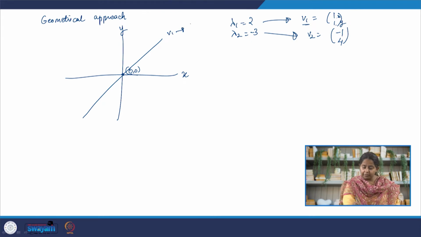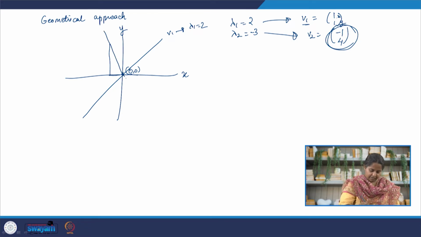And the corresponding lambda is 2. Now let's draw eigenvector 2. Move minus 1 unit in x direction and then plus 4 units in y direction, and then join these two. This is your eigenvector 2, corresponding to lambda 2 is equal to minus 3.